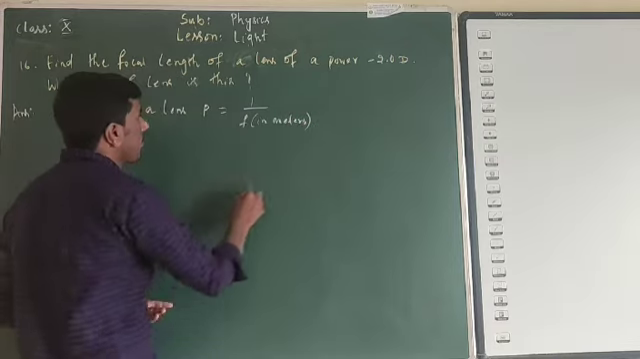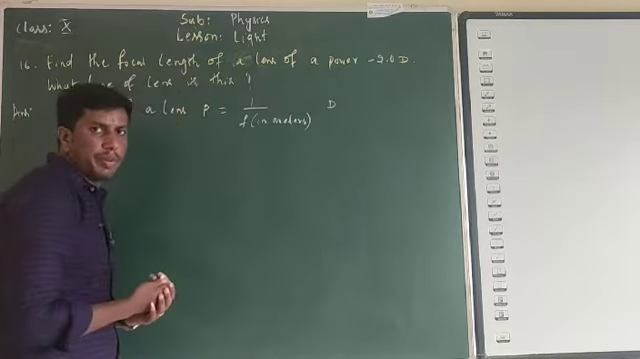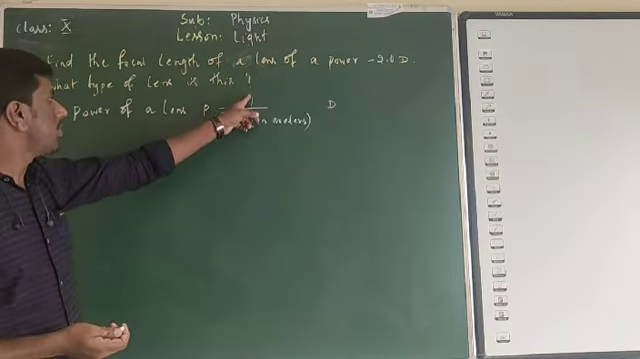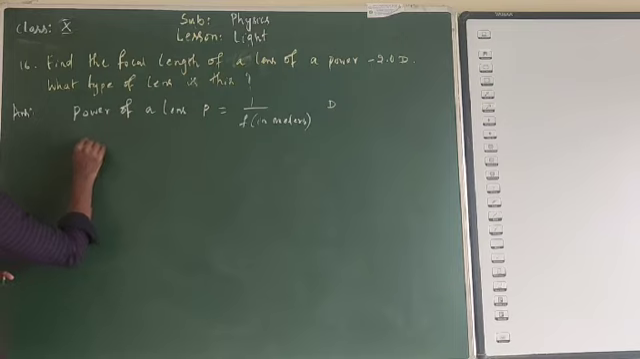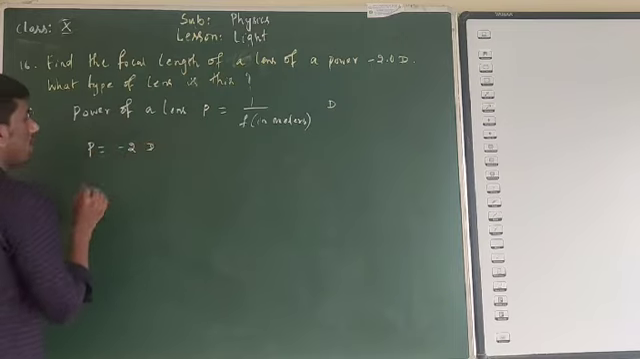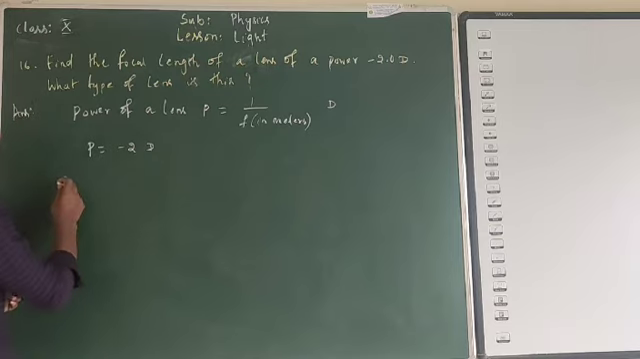The power of a lens is denoted in diopters. Power of a lens is nothing but 1 over the focal length. Here the power of the lens is given: P is equal to minus 2.0 diopter. So we'll substitute in the power of a lens formula.